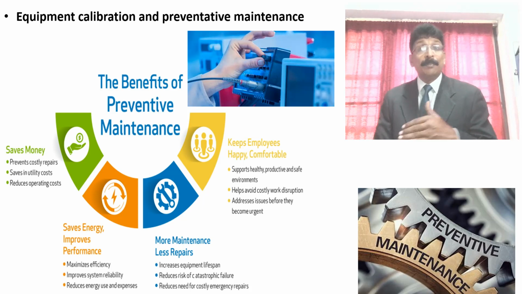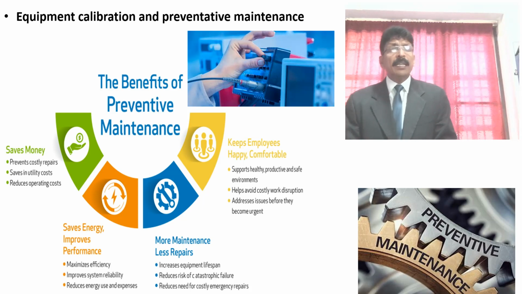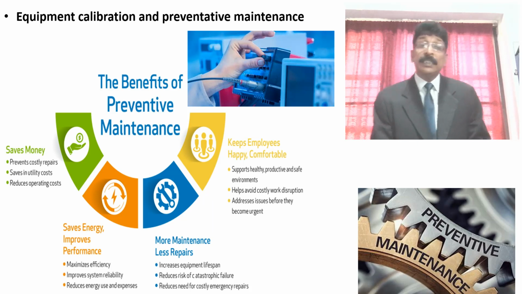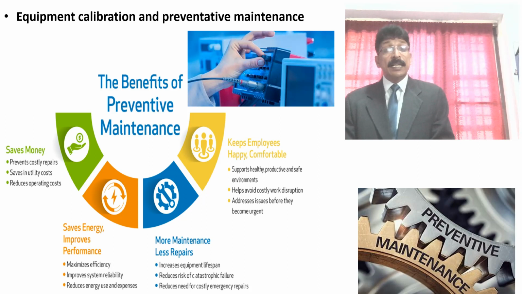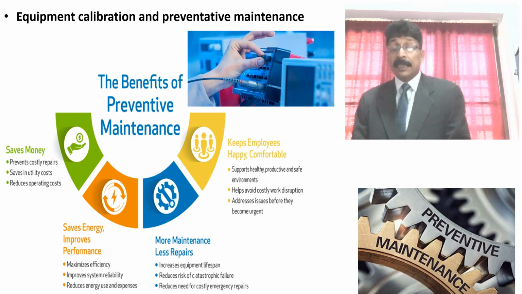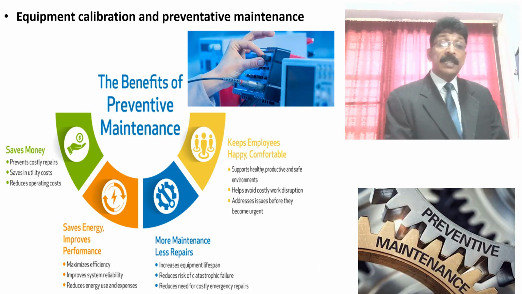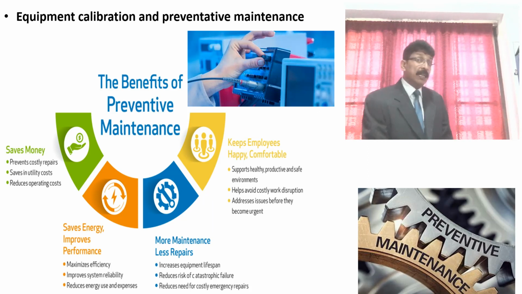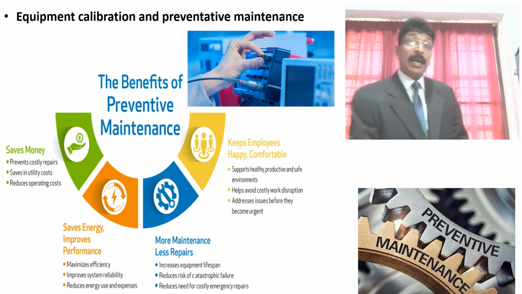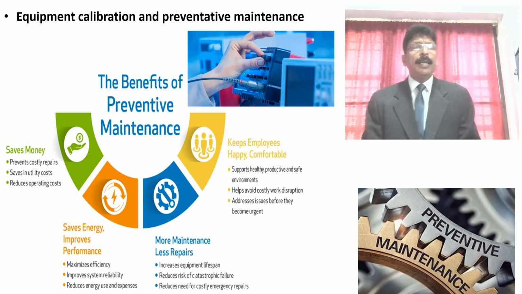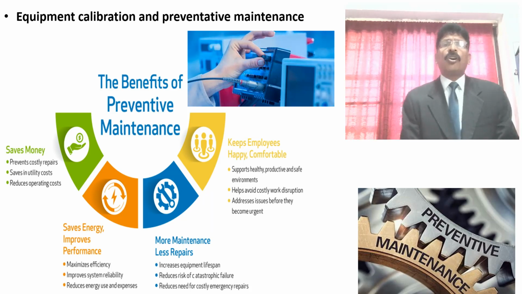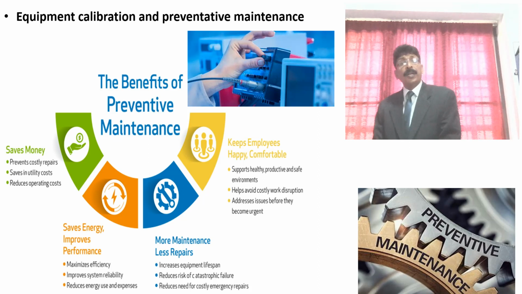And it saves energy, improves performance, and maximum efficiency can be obtained, with improved system reliability and reduced energy use. Energy expenses can be reduced and energy can be saved. And if you save money, it ultimately prevents costly repairs. If you are maintaining properly, there may not be big damages, and it saves utility cost and reduces the operation cost. So those are the benefits of preventive maintenance.